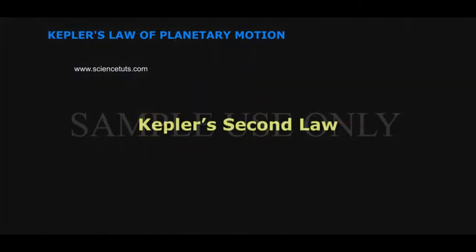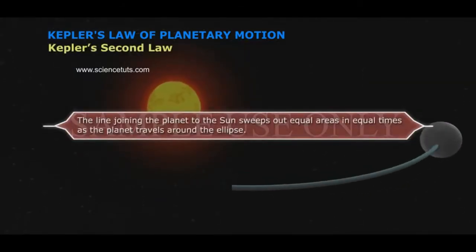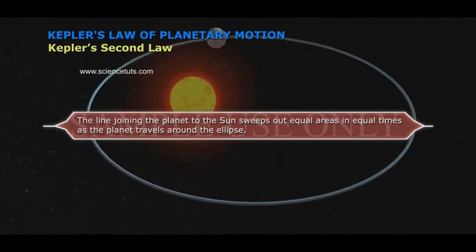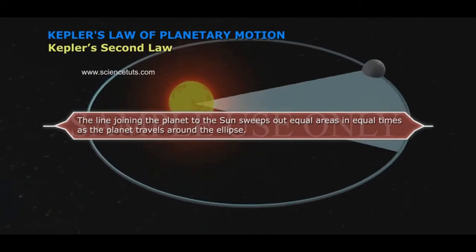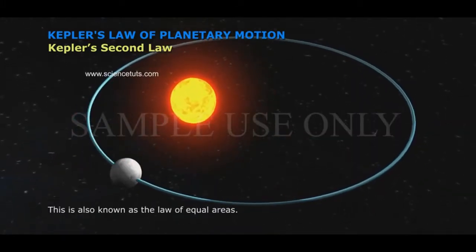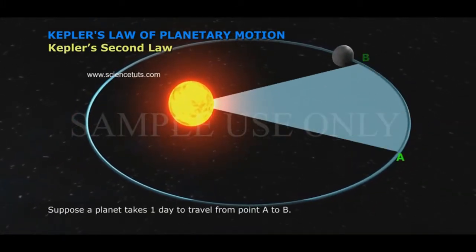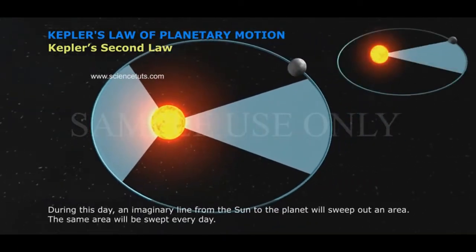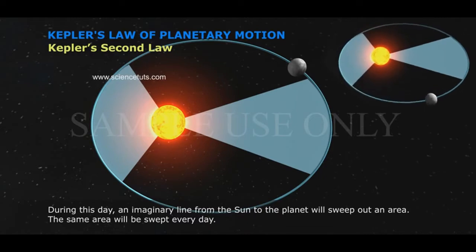The second law states that the line joining the planet to the sun sweeps out equal areas in equal times. If you take a planet, the line joining the planet to the sun travels through equal areas in equal time intervals.